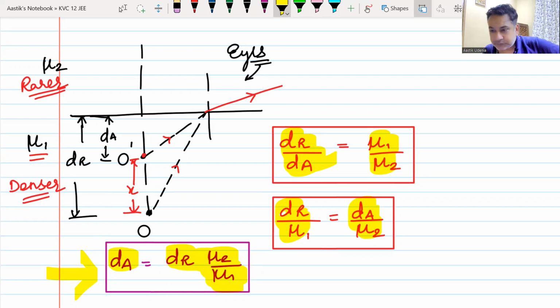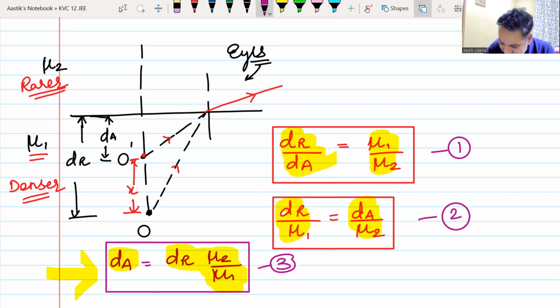Okay, so this is another way of remembering this formula. This is way number 1, this is way number 2, this is way number 3. Apparent depth is real depth into mu 2 by mu 1. Now remember, this formula does not depend on whether it is going from denser to rarer or from rarer to denser. In all the cases, this formula remains same. Do we understand this? Okay, this is the formula for apparent depth.